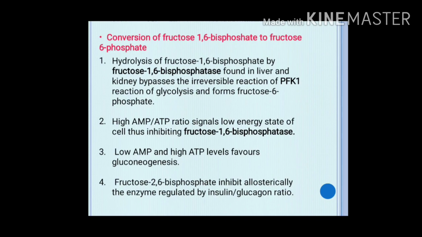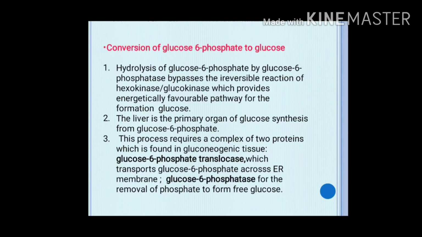The fructose 6-phosphate that is formed is converted into glucose 6-phosphate by the enzyme phosphoglucoisomerase. So now glucose 6-phosphate is formed from fructose 6-phosphate. Glucose 6-phosphate undergoes hydrolysis by glucose 6-phosphatase, and this also bypasses the irreversible reaction of hexokinase or glucokinase, and it provides an energetically favorable pathway for the formation of glucose.